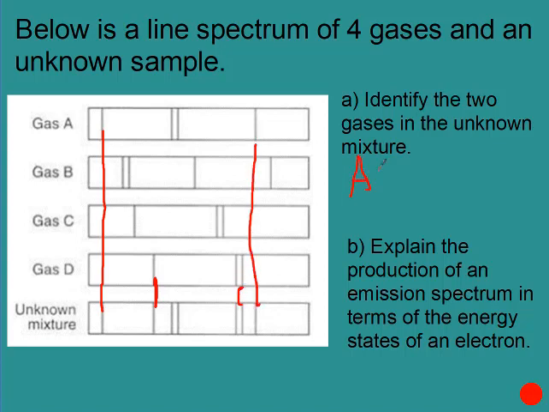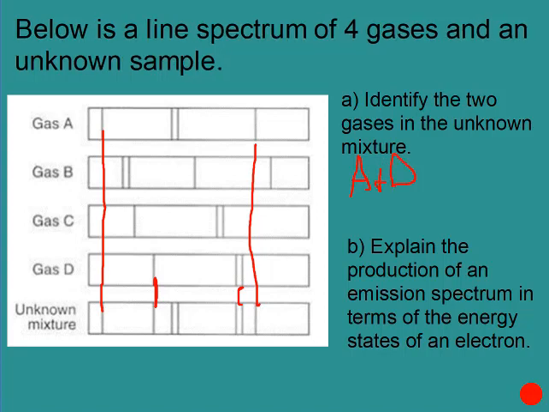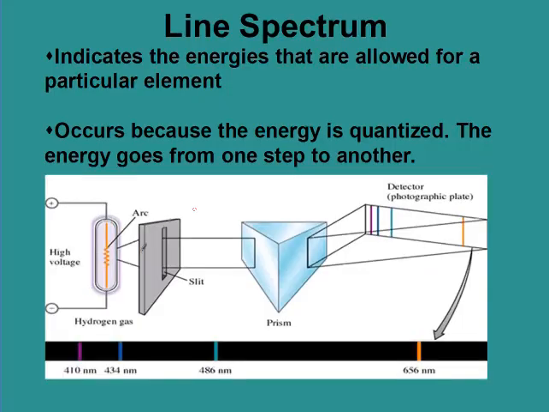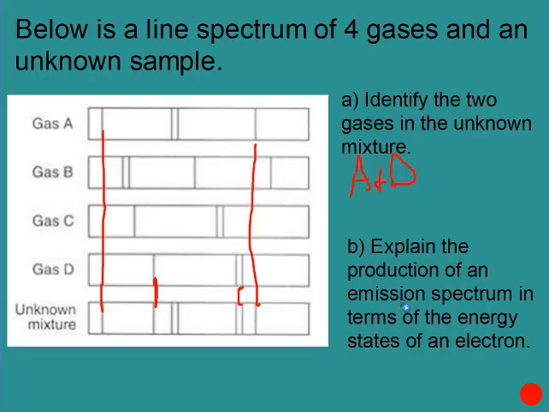So A and D. Think about how this emission spectrum is produced in terms of energy states of an electron. If you need to refer back to the picture we had on a couple of slides ago, this one, and then come up with a short answer response for part B. Restart when you have your answer.